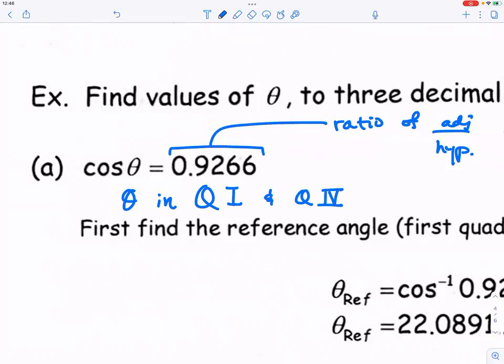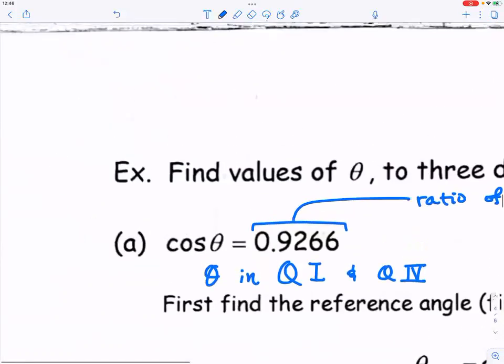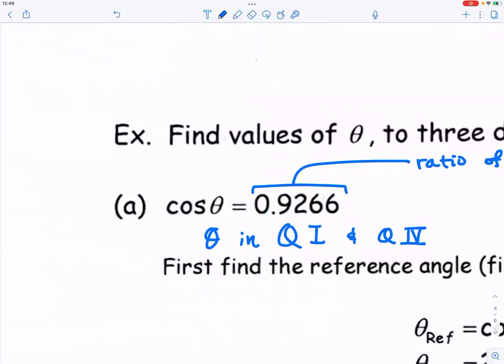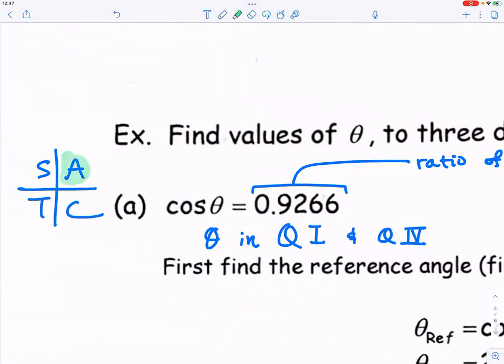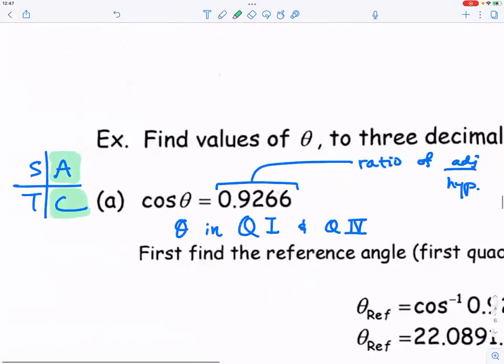Okay, again, if you don't know how you get these quadrants, it's a positive value. So that means it must be in quadrant 1 and quadrant 4. If you ask how do you get the quadrants, this is because of this.